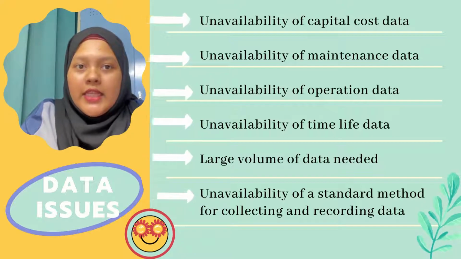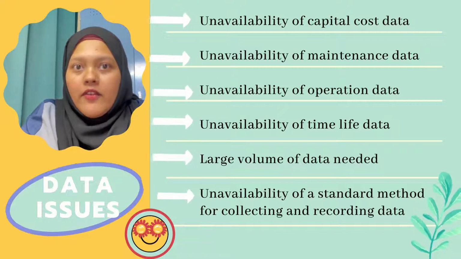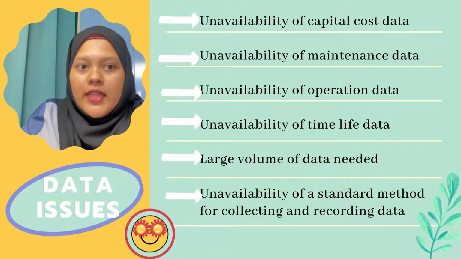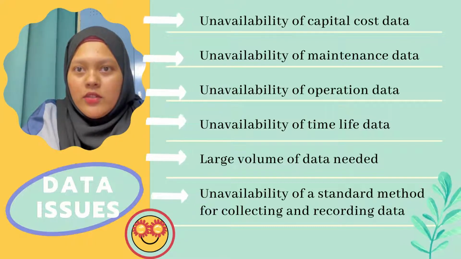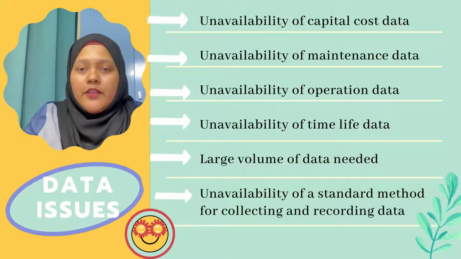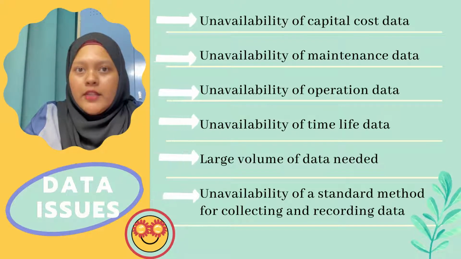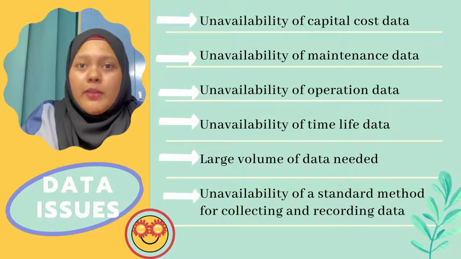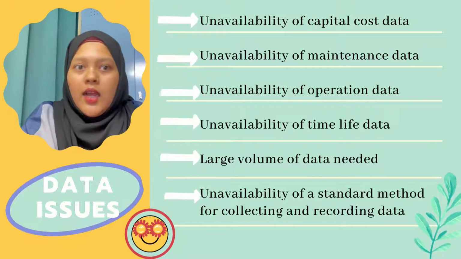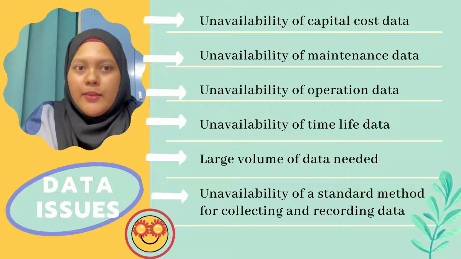Secondly, unavailability of maintenance data, which includes all data related to maintenance of a facility in use and includes data for regular repairs, predictive maintenance, and annual maintenance contracts. The third issue is unavailability of operation data. This includes all data associated with the operating facility, such as fuel, salaries of operators, and energy costs. Next is the unavailability of time life data, meaning data unavailable in terms of an item's life or expected times for replacement.